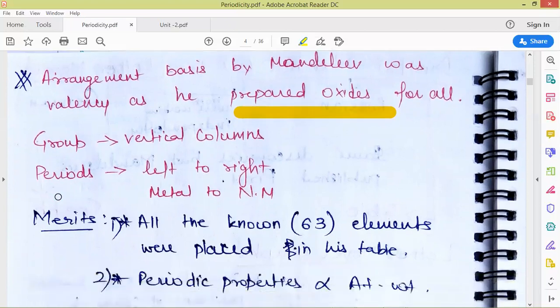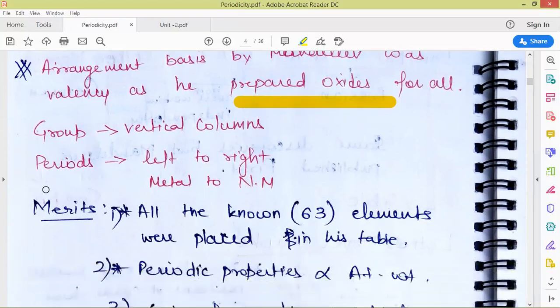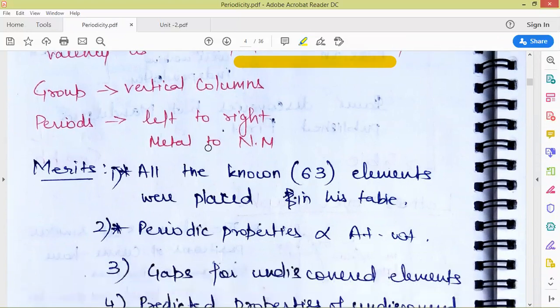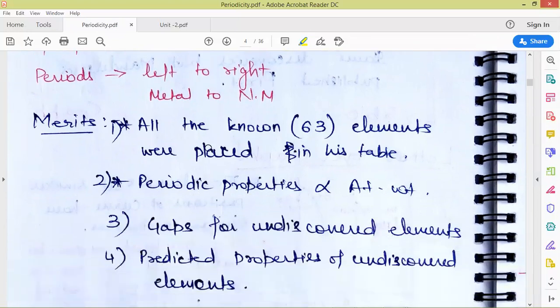So in his periodic table, there were groups and periods. Periods vary from left to right, and groups were vertical. Groups were the vertical columns. So let's have a look at the merits and demerits of Mendeleev's periodic table.